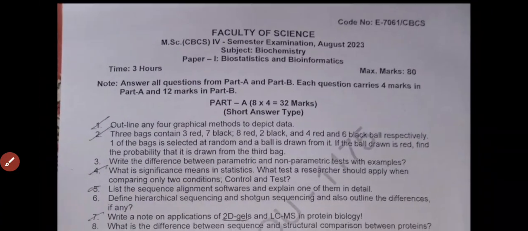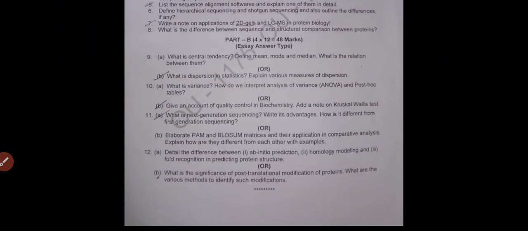So here our fourth semester previous year papers are completed, which we have seen.